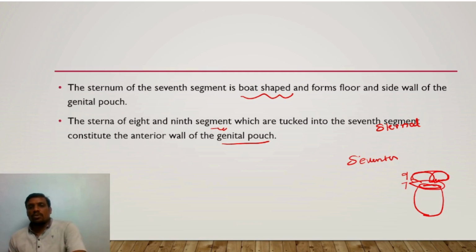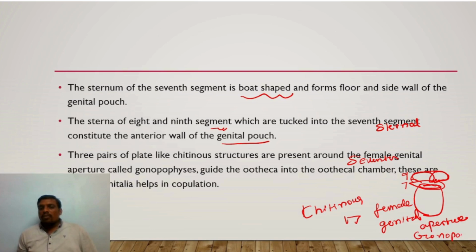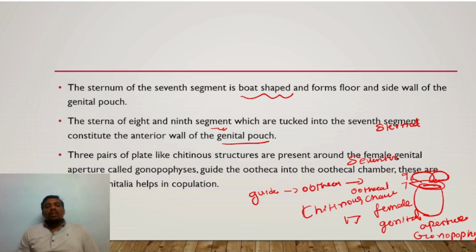Now there are three pairs of plate-like chitinous structures present around the female genital pore or aperture. These are generally called gonapophyses. These gonapophyses guide the ootheca, which I already told you about, into the oothecal chamber for the development of fertilized eggs. These are structures which belong to the female genitalia, and help in locomotion.